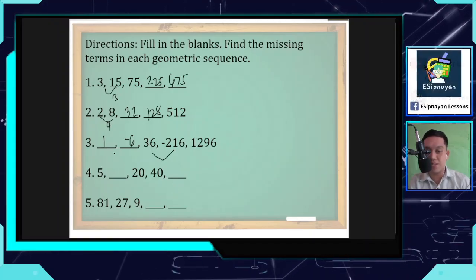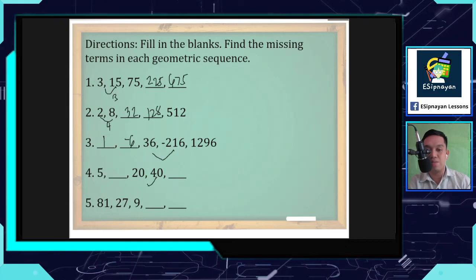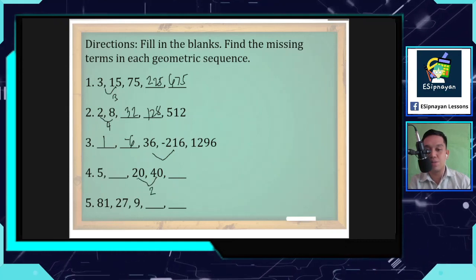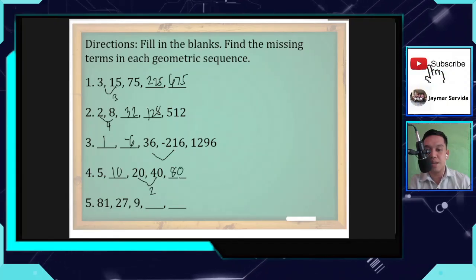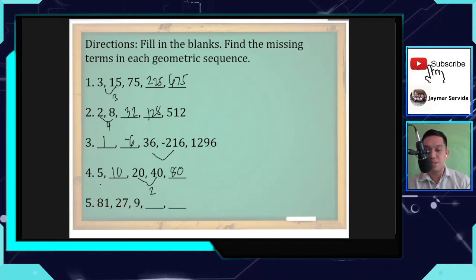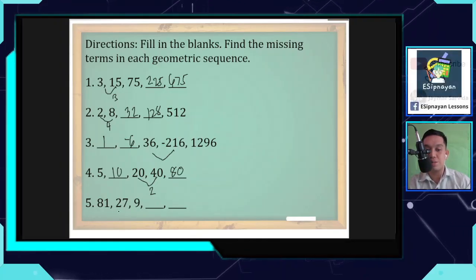So I hope na-gets ninyo yung ating mga examples dito. The next is, dito naman. I-divide mo muna to. 40 divided by 20 is 2. So 5 times 2, 10. 40 times 2, that is 80. Okay? So 5 times 2, 10. Times 2, 20. Times 2, 40. Times 2, 80.